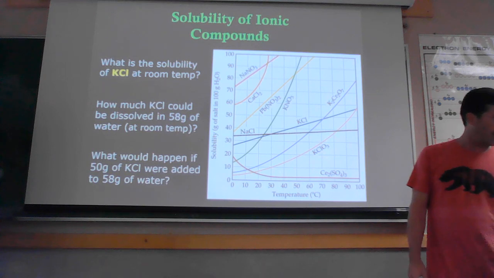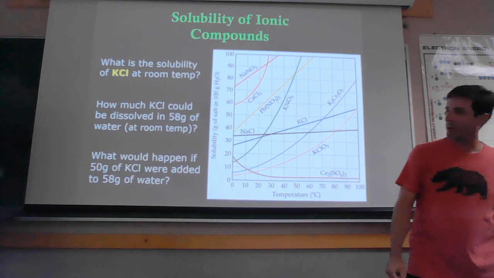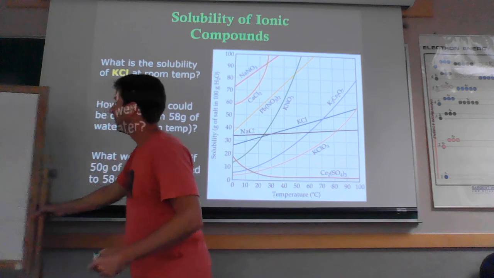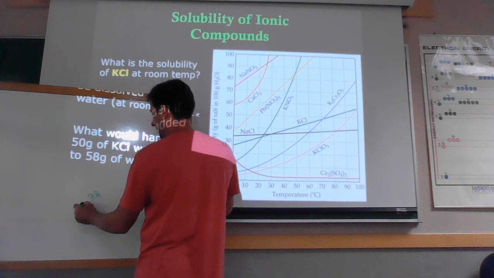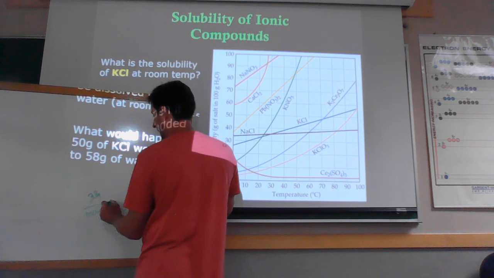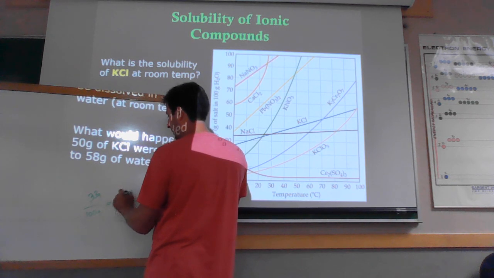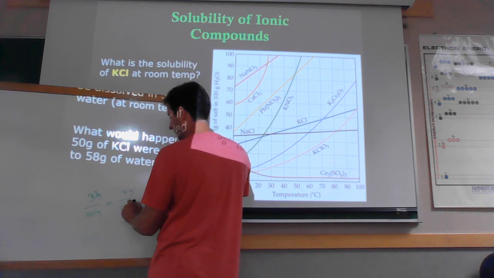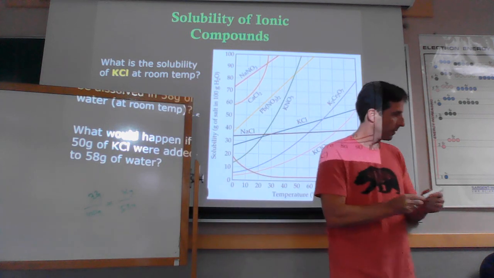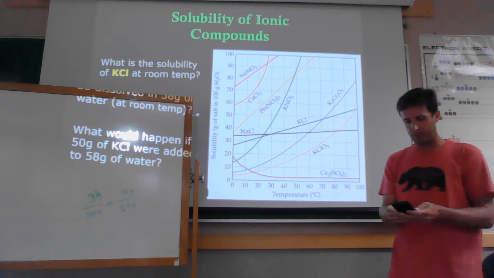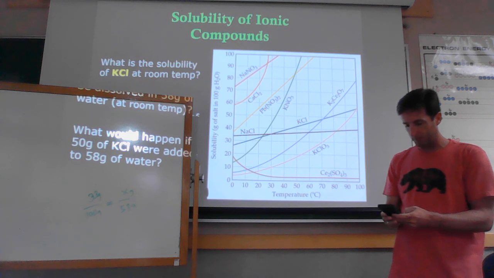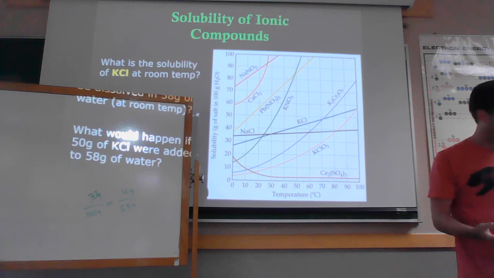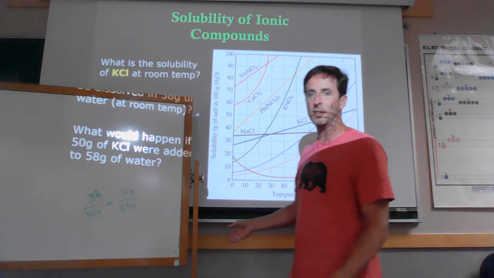So if we solve that, let's go ahead and do it on the board real quick so we have the answer. So my math would be 33 grams KCl per 100 grams of water equals x grams over 58. So the answer is I got 19.1 grams of KCl could dissolve into that solution.